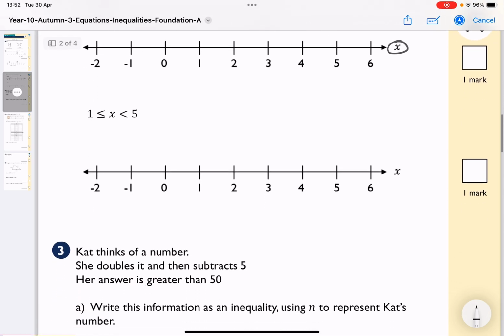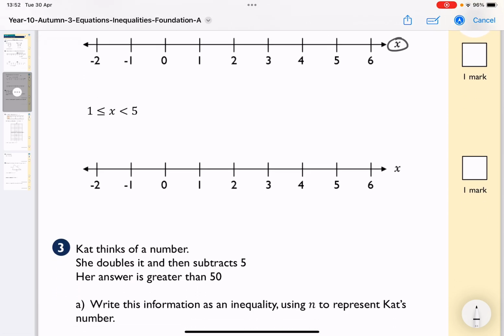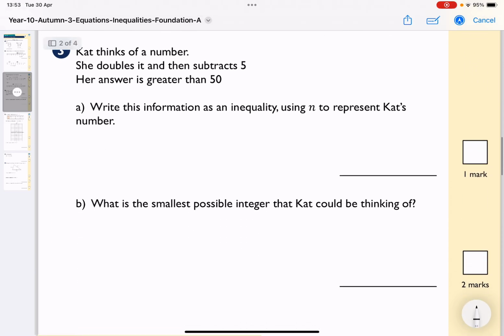If I look at 1 is less than or equal to x, which is less than 5, first of all, get my circles at 1 and at 5. Put the line in between to show that x is between those. I have already checked for x here. And then I just need to look to see whether I need to colour any in. Because this inequality has got an equals, I colour this one in, but the other one hasn't, so that is the answer.